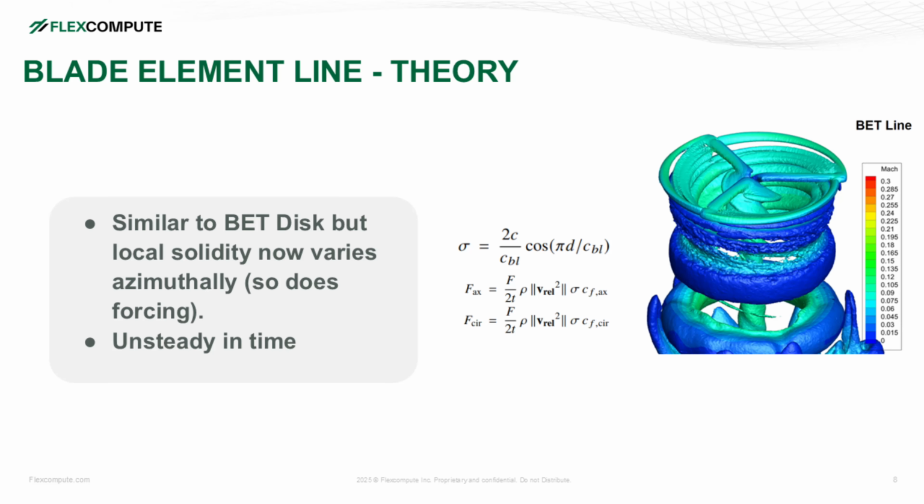BET line is similar to the disk formulation but includes azimuthal variation. The blade position changes with azimuth, allowing the model to capture unsteady effects. This provides time-accurate rotor behavior without fully resolving blade geometry. Because it is unsteady, it is more expensive than the disk formulation, but captures additional physics.